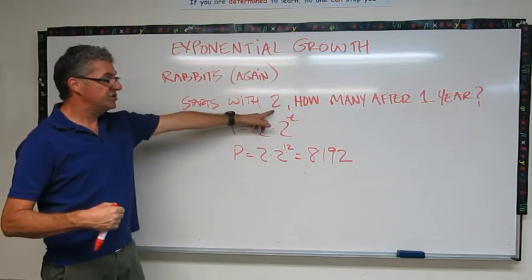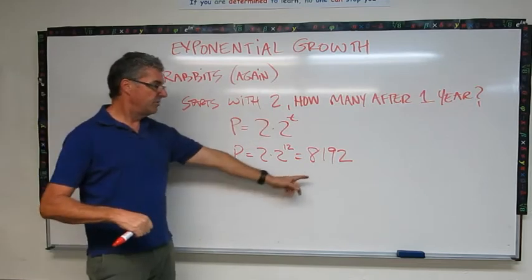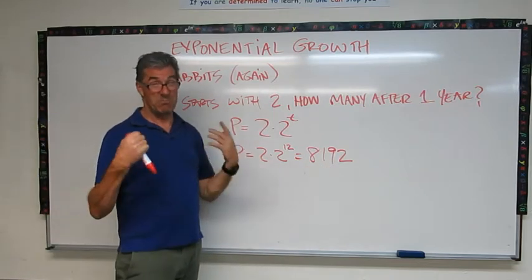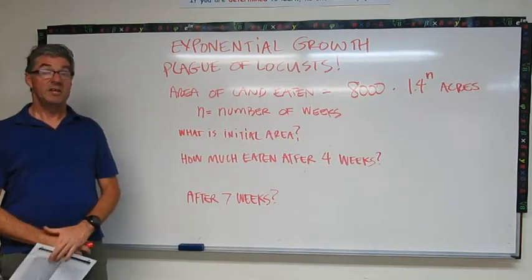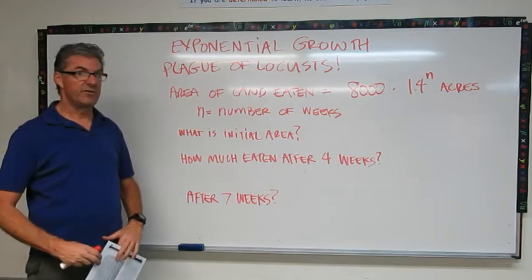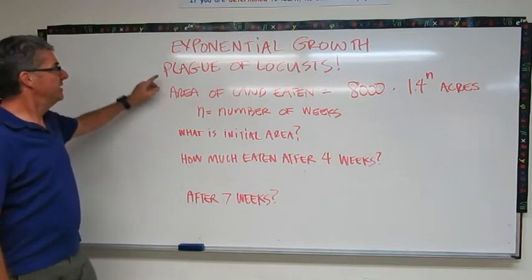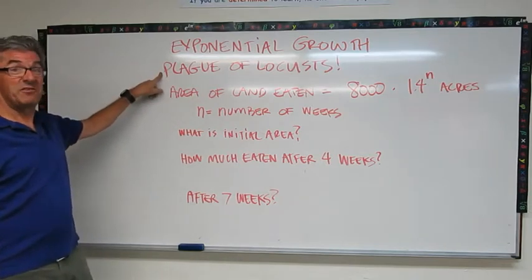We started with just 2 rabbits. A year later, we have 8,000 or more than 8,000 rabbits. That's crazy. Okay, let's do an example with a slightly different critter. Okay, so this one is a plague of locusts.